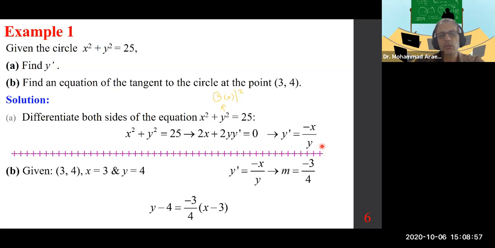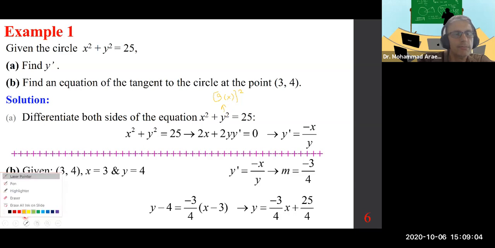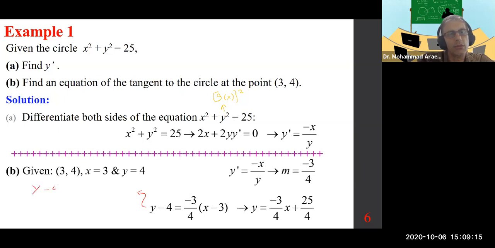And we can come up with the answer. I'm assuming we know how to do this. Just quickly showing you. Let's just write it here. Y minus 4 is negative 3/4 times x, and then times negative 3 gives us plus 9/4.